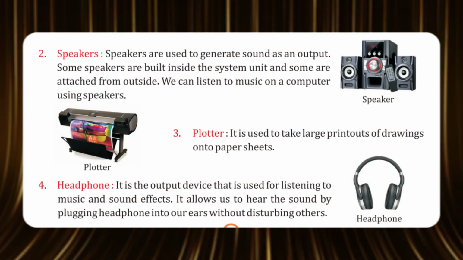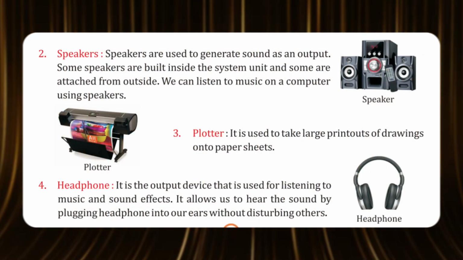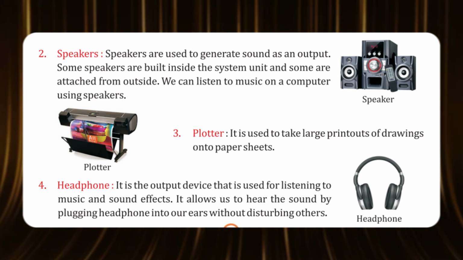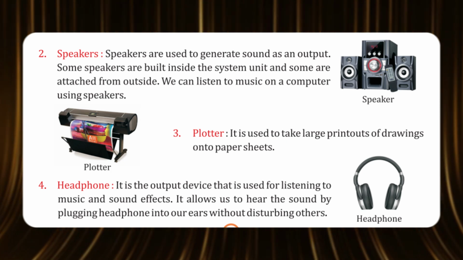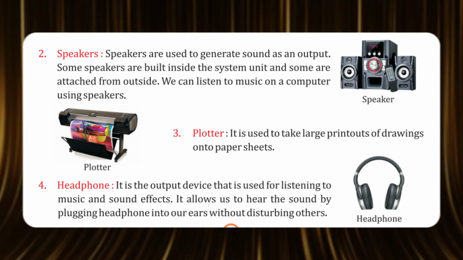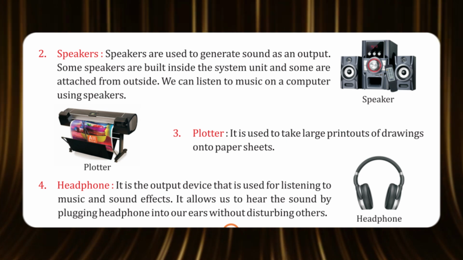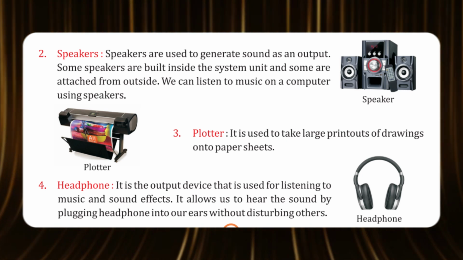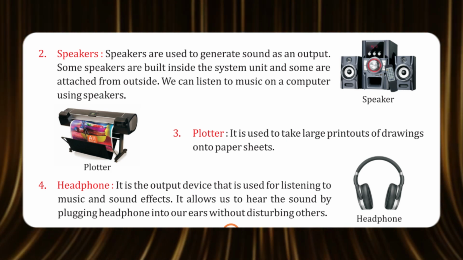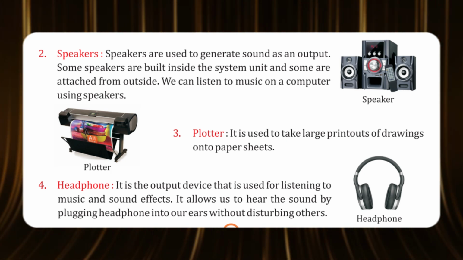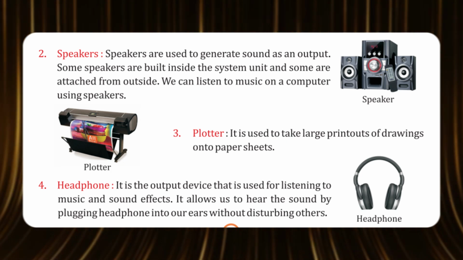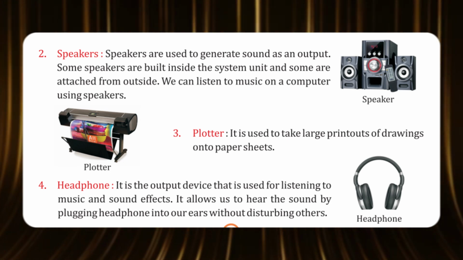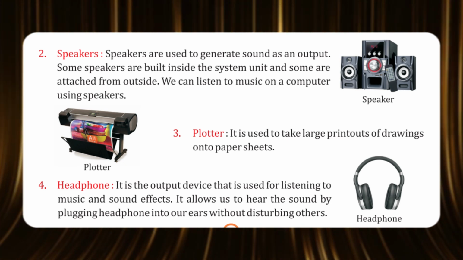2. Speakers. Speakers are used to generate sound as an output. Some speakers are built inside the system unit and some are attached from outside. We can listen to music on a computer using speakers. 3. Plotter. It is used to take large printouts of drawings onto paper sheets. 4. Headphone. It is the output device that is used for listening to music and sound effects. It allows us to hear the sound by plugging headphones into our ears without disturbing others.